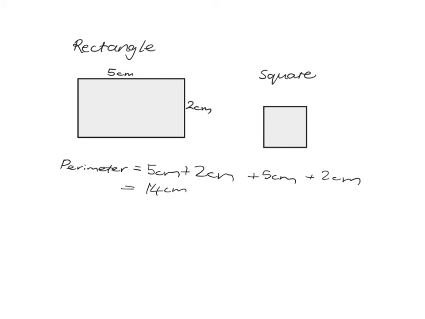Area. Area is just how much space does it cover over here, and we work that out for a rectangle by saying the area is the length multiplied by the breadth. So we have 5 centimeters multiplied by 2 centimeters, and we get here 10 centimeters squared. Note we have the square units for area.